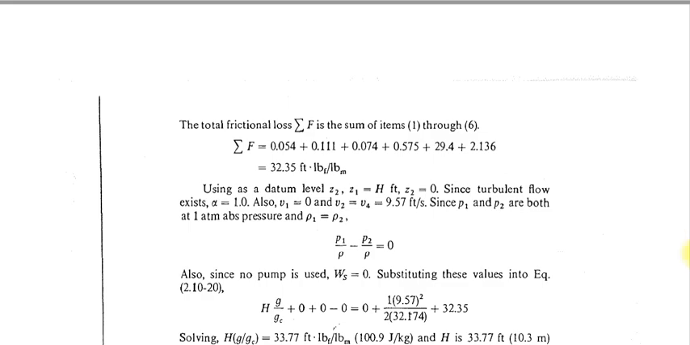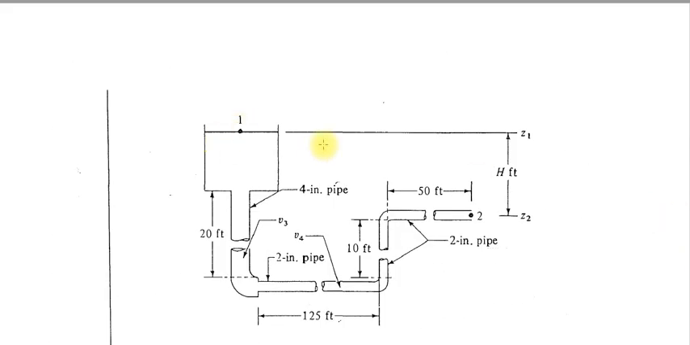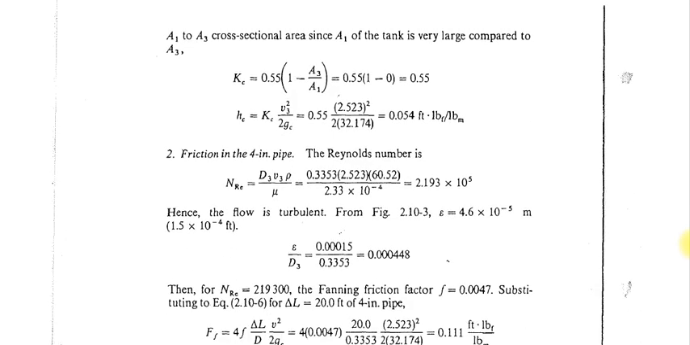Now as I discussed before, the pressure at this point and the pressure at this point should be equal. Why? This is open to atmosphere, and this is also open to atmosphere. So the pressure at this point and the pressure at this point will be equal. So P1 minus P2 equals 0.